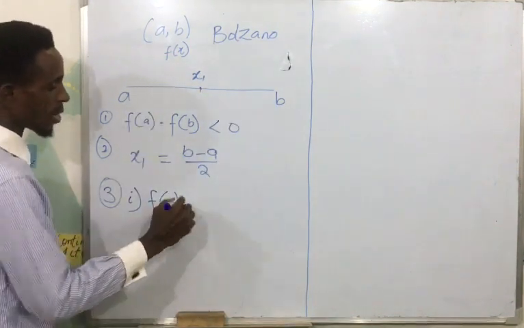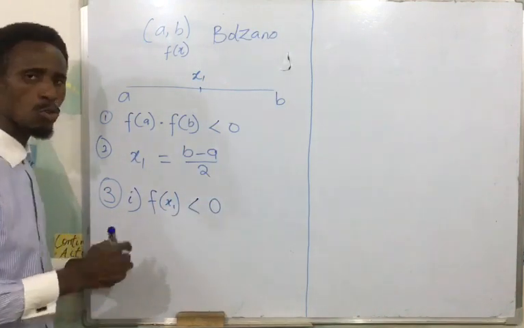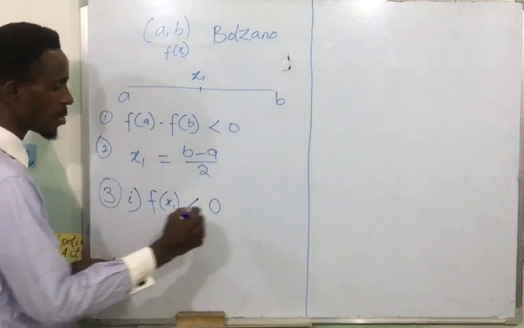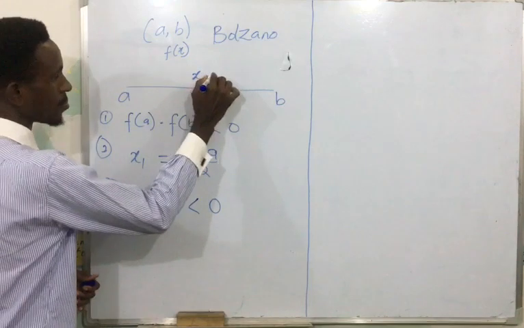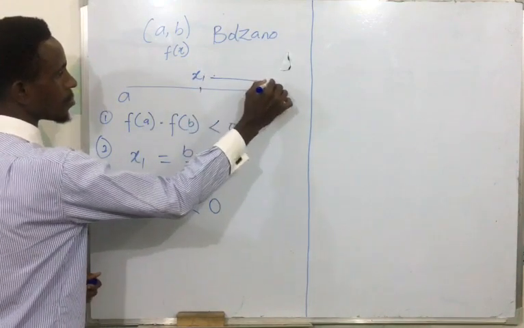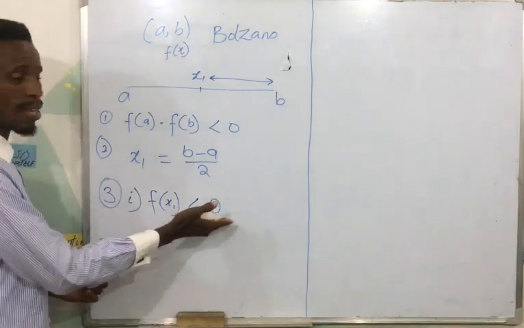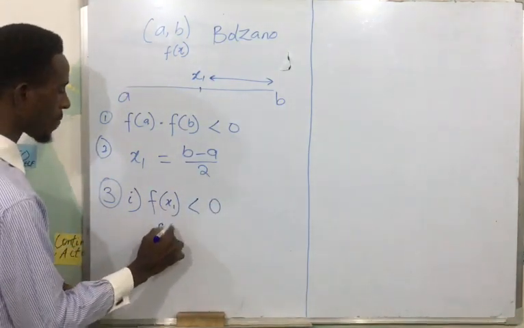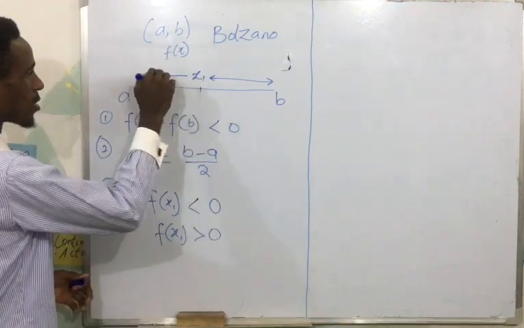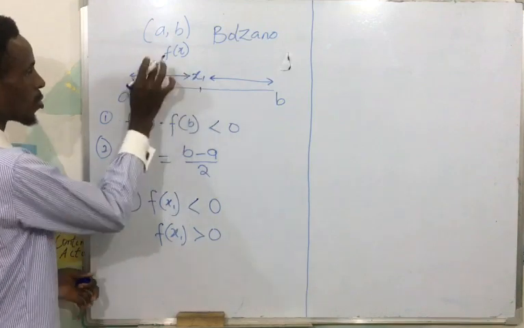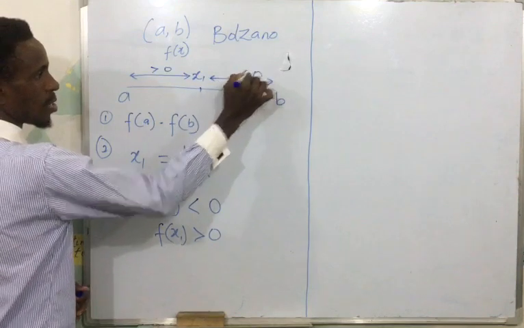My f of x1, if it is less than 0, then the root lies between, the root goes like this. That is, when f of x1 is less than 0. But when f of x1 is greater than 0, the root lies here. So this side is when it's greater than 0. This side is when it's less than 0.